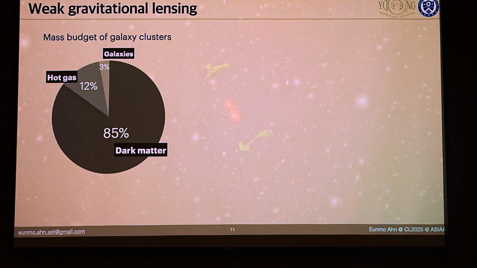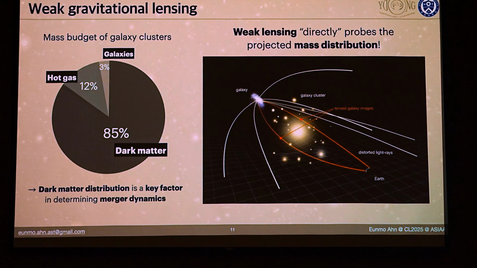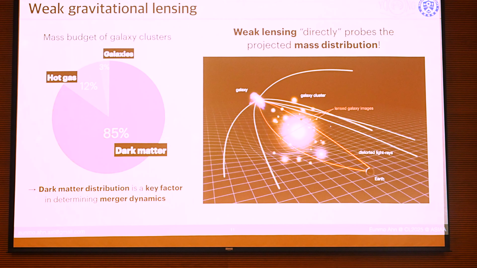However, as you know, the mass of galaxy clusters is dominated by dark matter. So the dark matter distribution is a key factor in determining the merger dynamics. And how can we reconstruct the dark matter distribution? The answer is weak gravitational lensing analysis, because weak lensing directly probes the projected mass distribution.